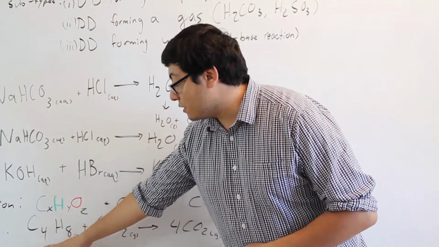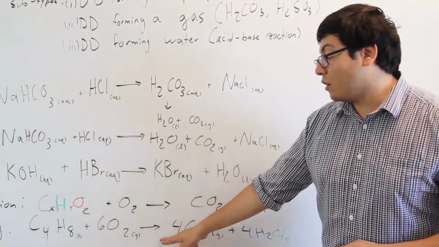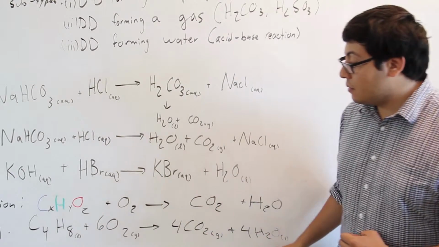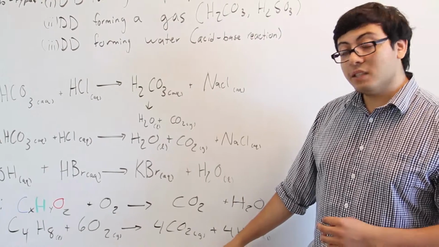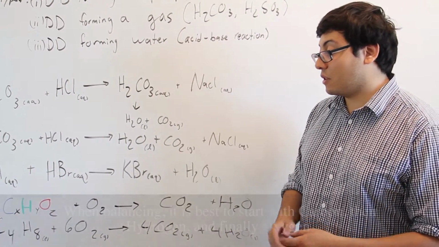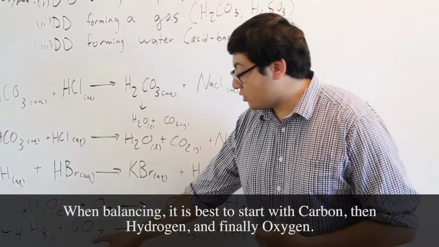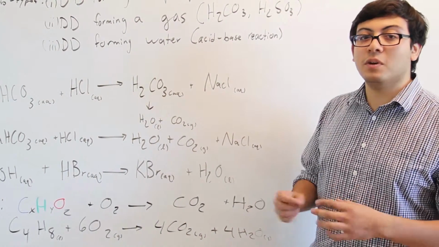So an example here is C4H8 reacting with oxygen to form carbon dioxide and water. Again, it's balanced. For balancing combustion reactions, it's always a good idea to start with the carbon, then the hydrogen, then the oxygen. The reason for that is the oxygen is in both products, so it's a bit harder to balance.